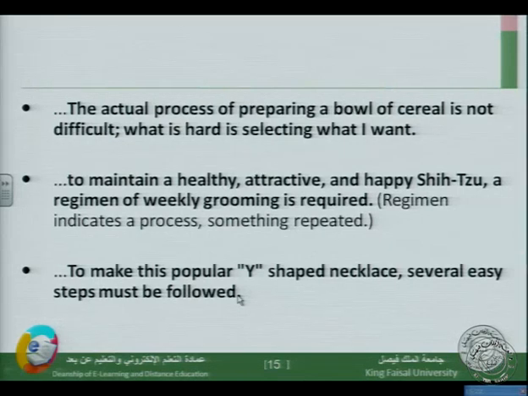To maintain a healthy, attractive, and happy shih tzu, a regimen of weekly grooming is required. So here, when you say a regimen of weekly grooming is required, a regimen indicates a process, something repeated. To make this popular Y-shaped necklace, several easy steps must be followed.